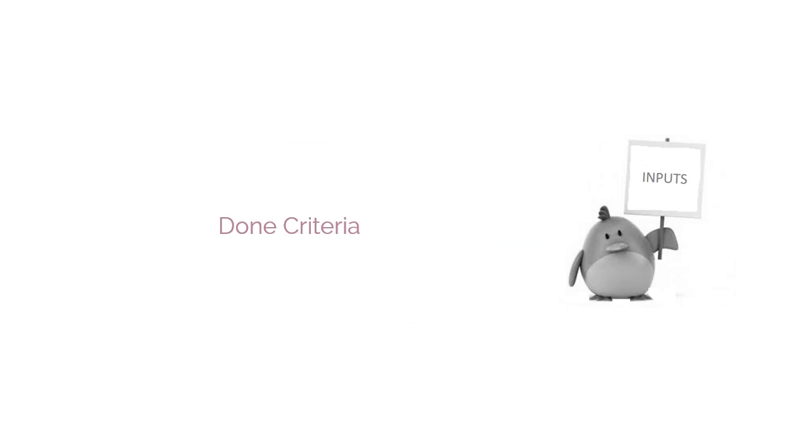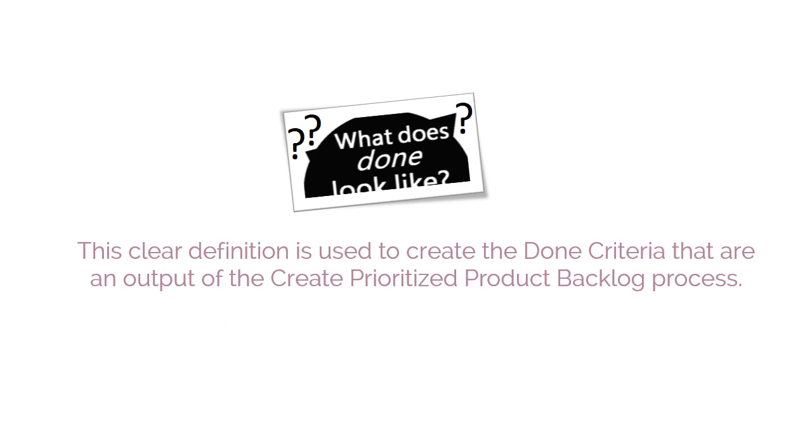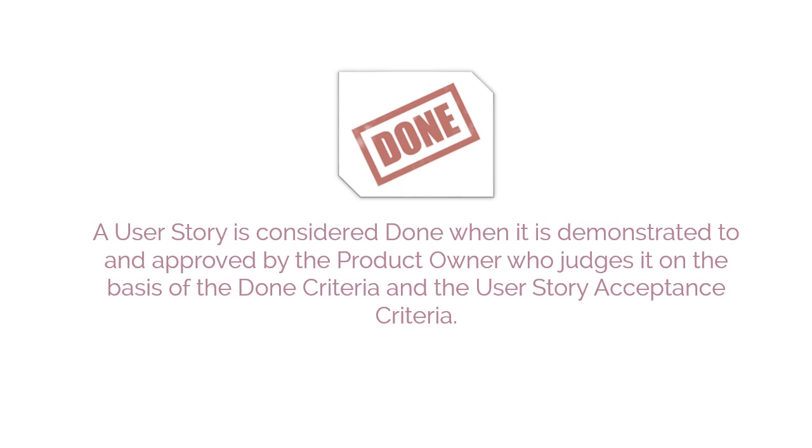We have the done criteria as another important source of input to discuss now. Done criteria are a set of rules that are applicable to all user stories. A clear definition of done is critical because it removes ambiguity from requirements and helps the team adhere to mandatory quality norms. This clear definition is used to create the done criteria that are an output of the create prioritized product backlog process. A user story is considered done when it is demonstrated to and approved by the product owner who judges it on the basis of the done criteria and the user story acceptance criteria.